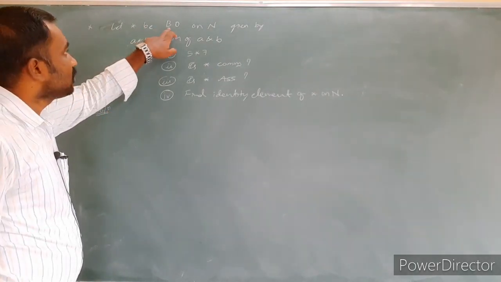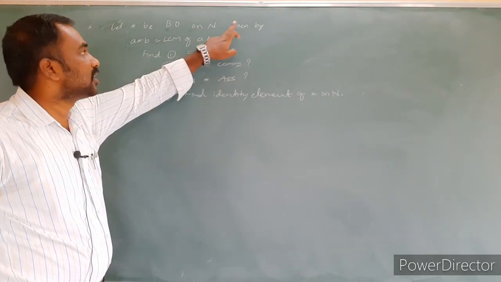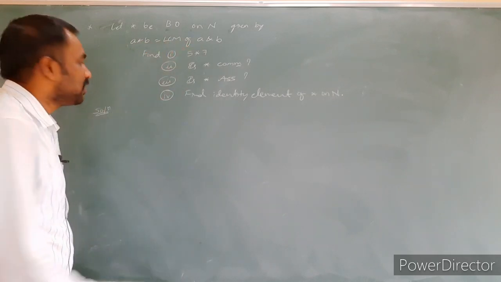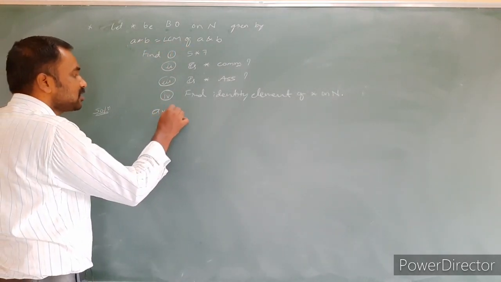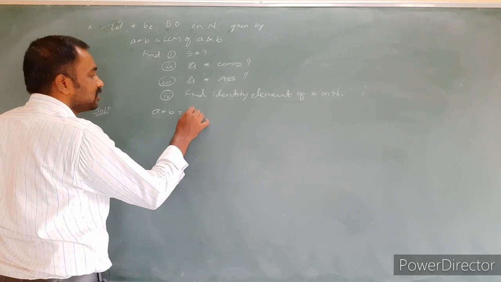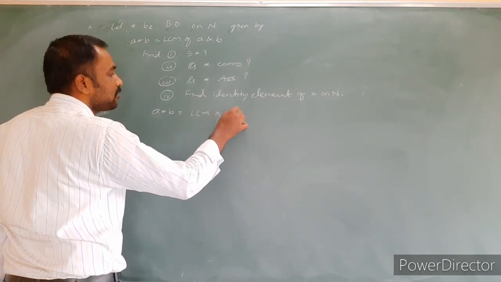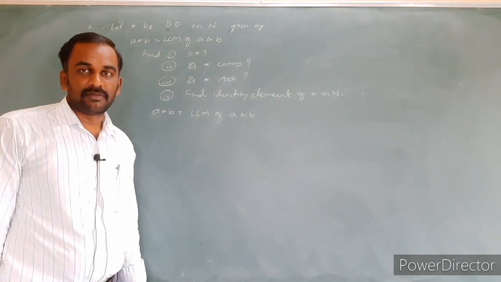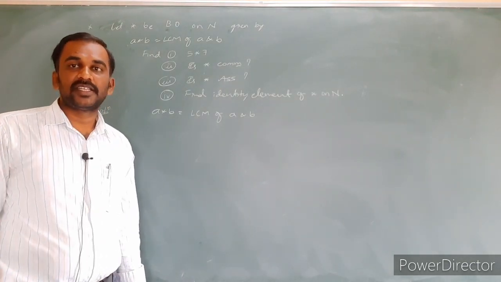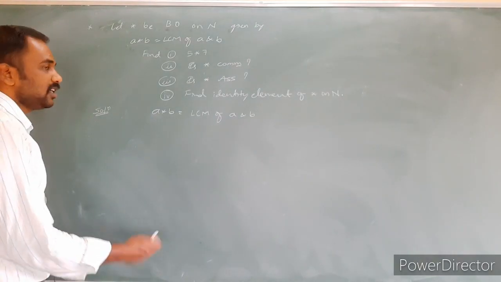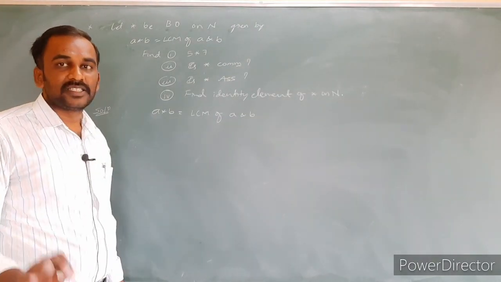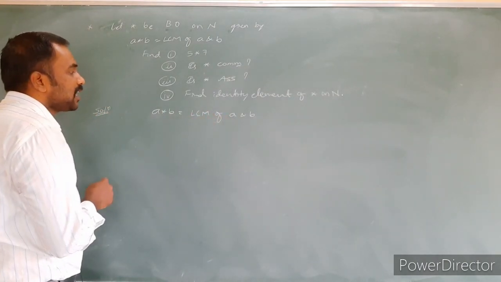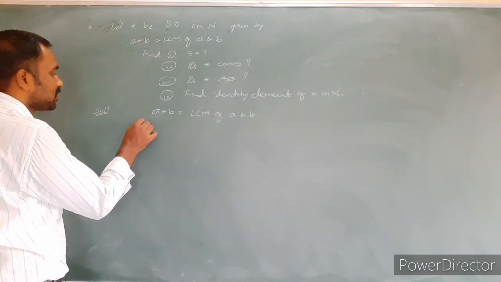Star is the binary operation on the set of natural numbers. How is it defined? A star B, how are A and B related? LCM of A and B. So the binary operation is defined. Already we know the LCM, what is the LCM? Least common multiple. Similarly, HCF, highest common factor, or GCD, greatest common divisor. So LCM of A and B is the first condition.